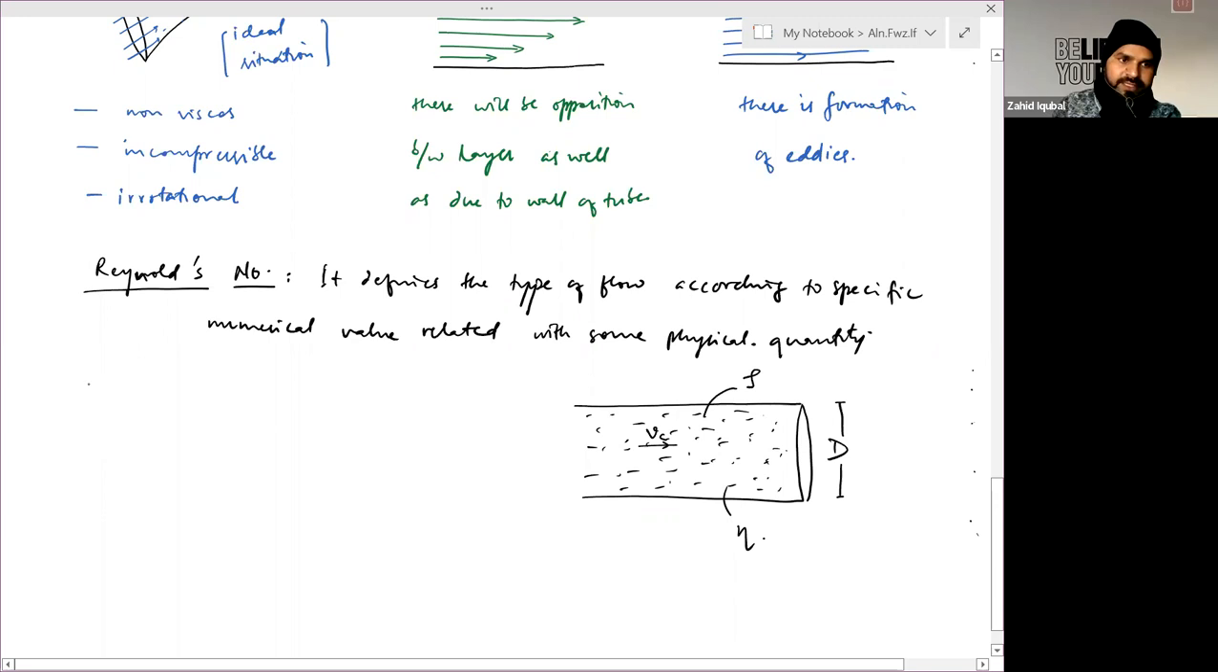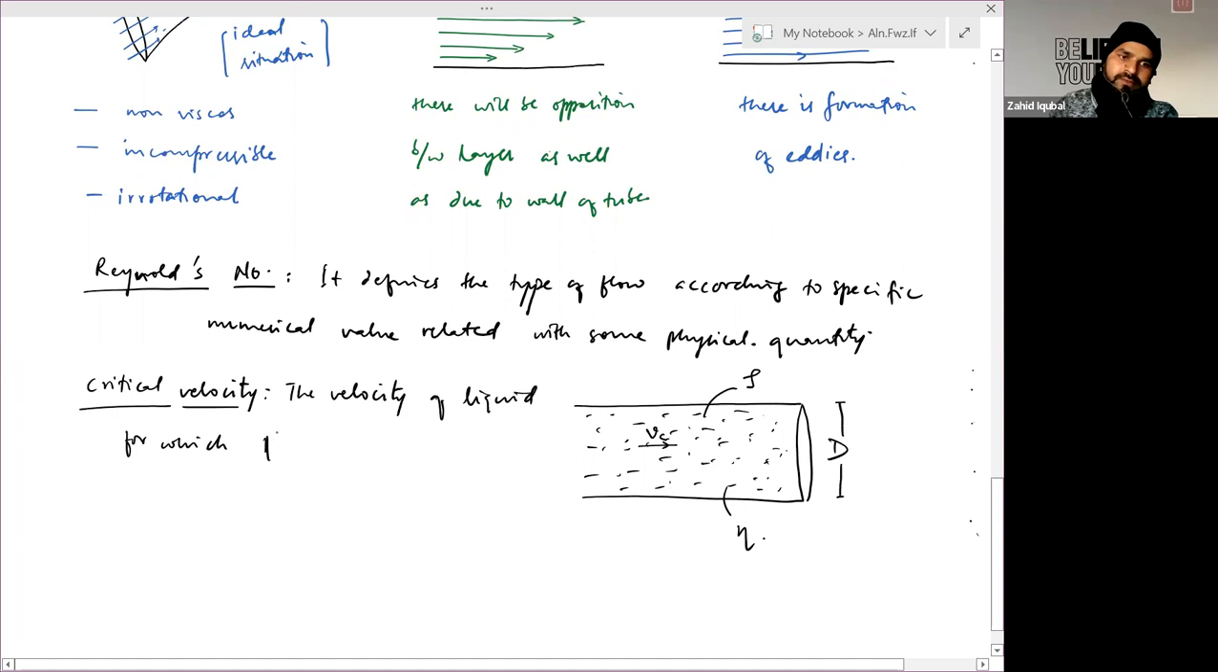So first, let me define what we mean by critical velocity. It says the velocity of liquid for which flow will be streamlined.